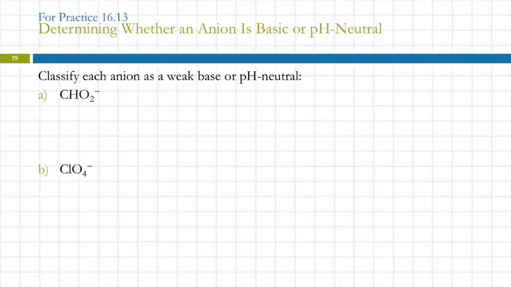Okay, so classify each anion as a weak base or pH neutral. So CHO2 minus. Well, what's the acid that this is a conjugate base of?